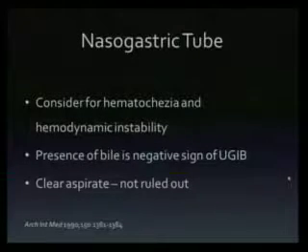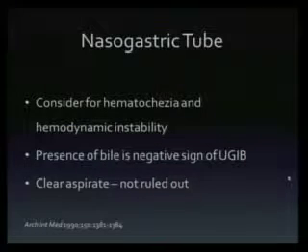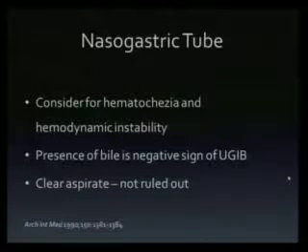The issue of the nasogastric tube comes up. So this is something that is very controversial. Most gastroenterologists do not consider it all that helpful. It should be considered if somebody has hematochezia or they have hemodynamic instability. It doesn't help you rule out a GI bleed. It may help you rule in an upper GI bleed.